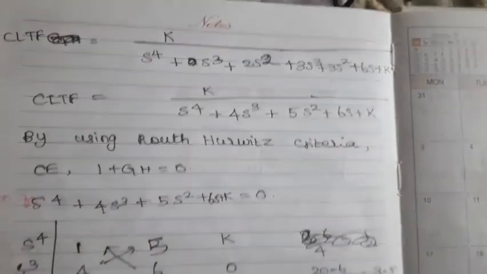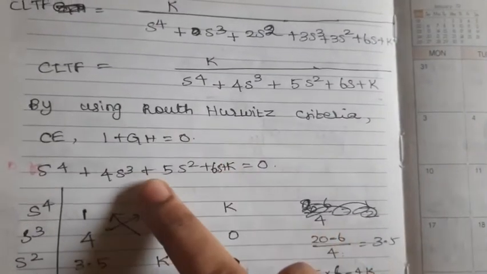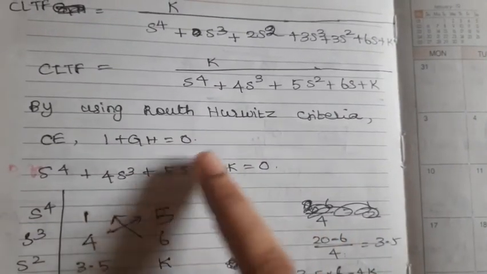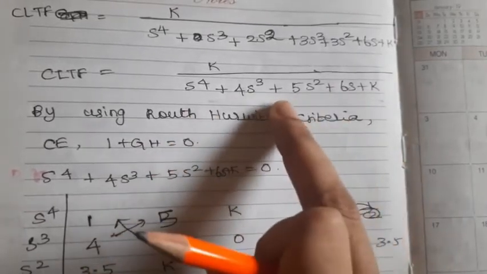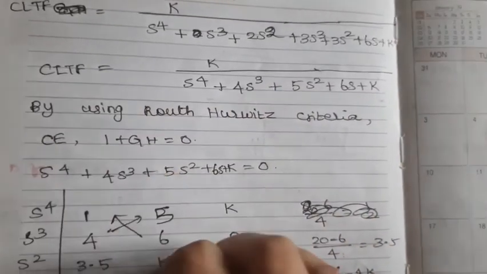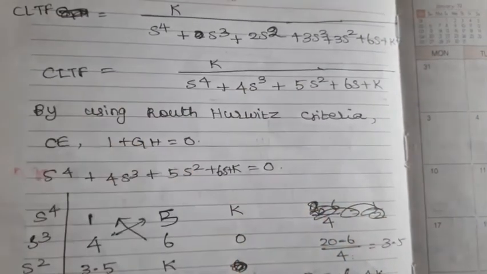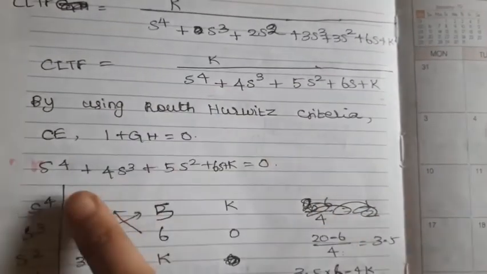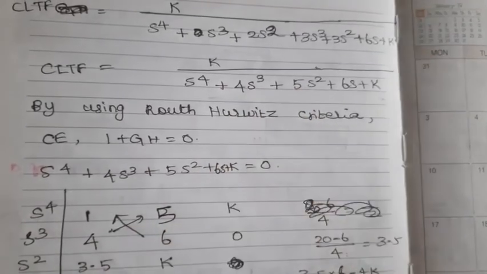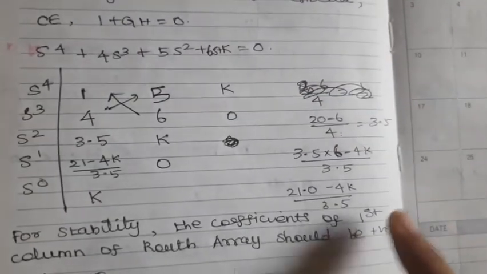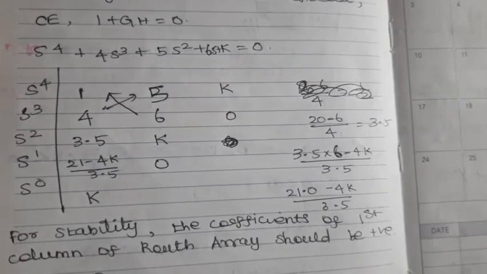Now we are going to form the Routh array. The Routh array is formed from the characteristic equation equal to 0. The characteristic equation, 1 plus GH, is nothing but the denominator term of the closed loop transfer function. So s power 4 plus 4s cube plus 5s square plus 6s plus K equal to 0. Now we form the Routh array and find the stability condition.